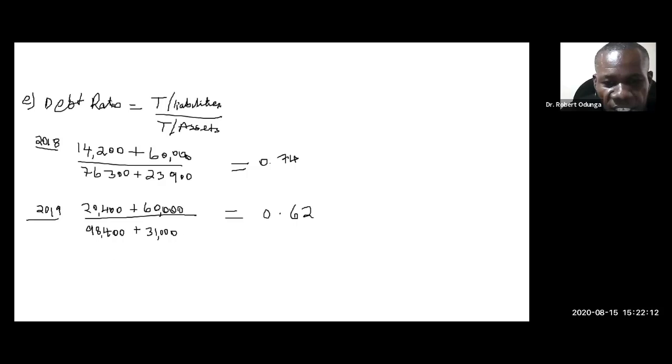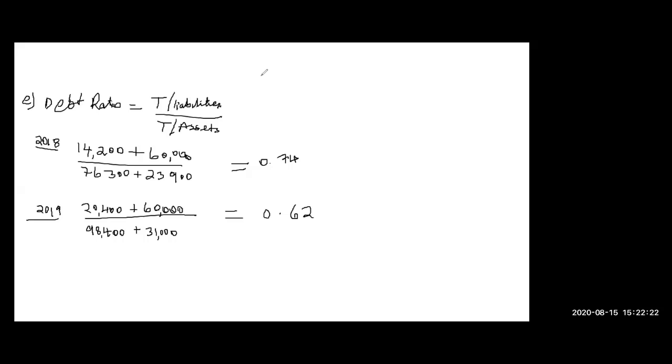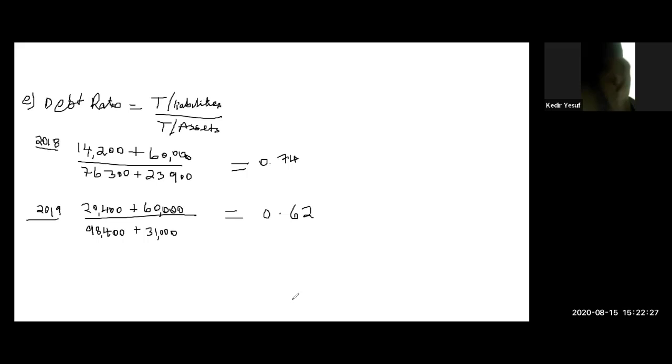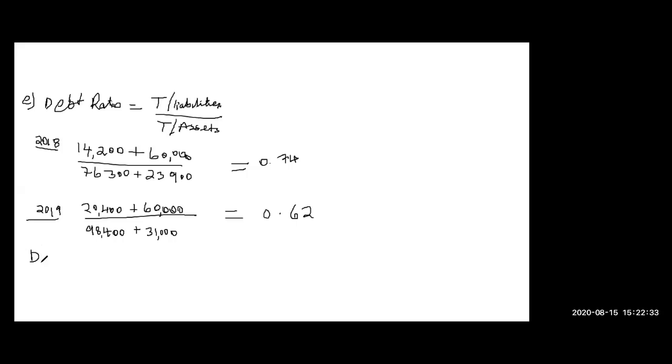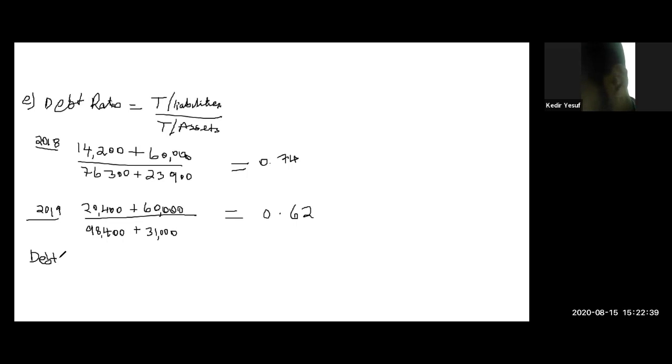And just as I said, we can also compute the other ratio and see how we can compare the two. The debt equity ratio.